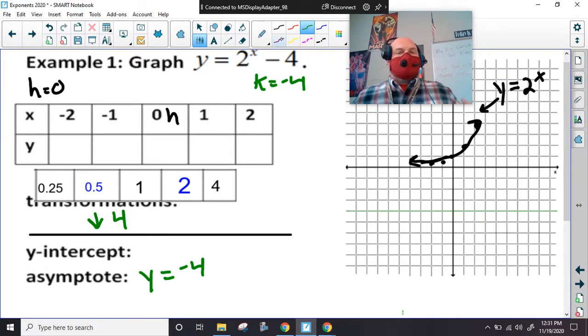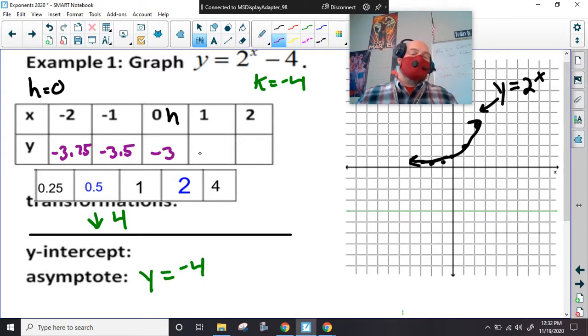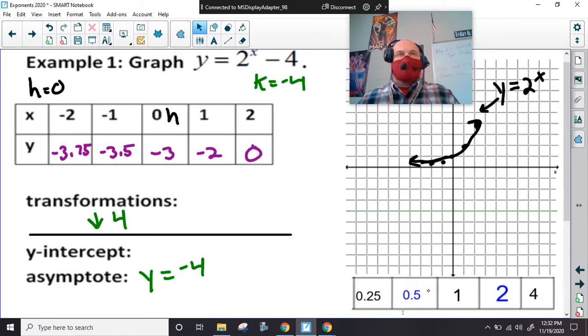We're actually going to say the following: 0.25 minus 4. Well, that's -3.75. Okay. 0.5 minus 4. Well, that's -3.5. 1 minus 4, -3. 2 minus 4, -2. And 4 minus 4 is 0. Okay. And that's kind of how that works for the y values.